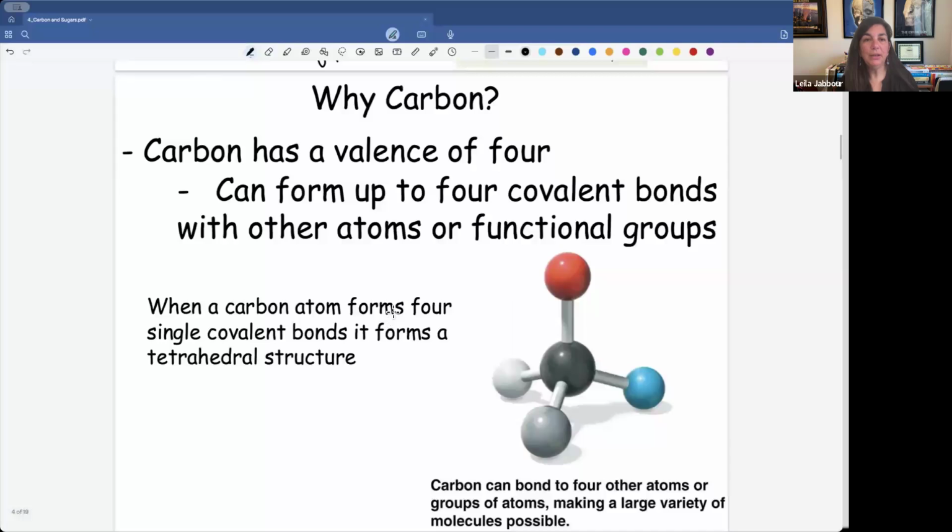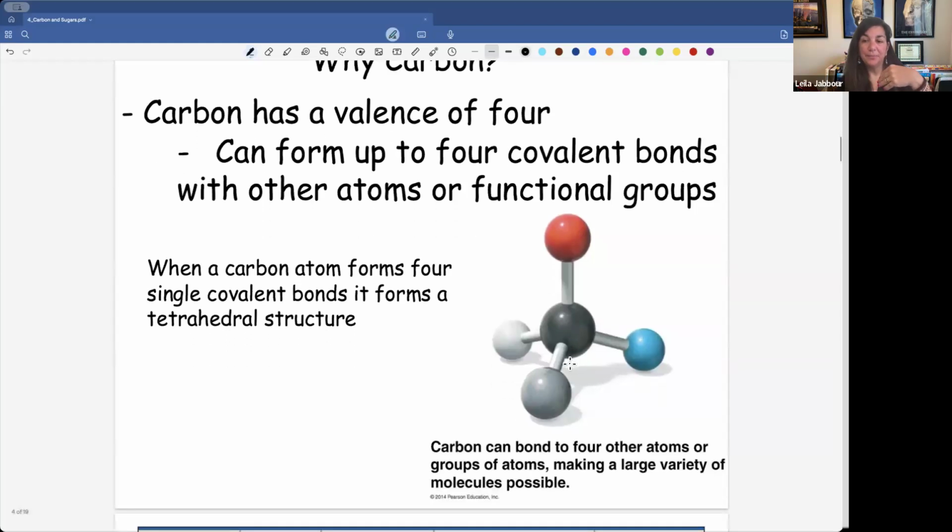So why carbon? Because it has the capability of bonding with up to 4 atoms, or at least exchanging 4 electrons. And sometimes it will double bond with an atom, but it can form up to 4 covalent bonds with other atoms or functional groups of atoms. And we'll talk about functional groups in a little bit. So it forms this tetrahedral structure when it bonds with 4 separate atoms.